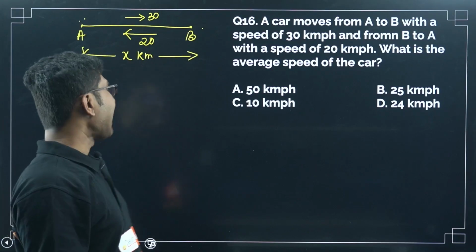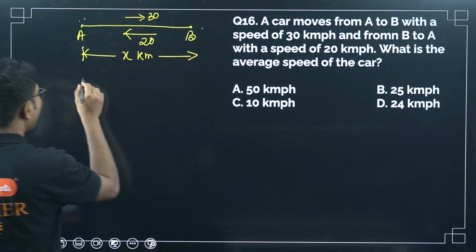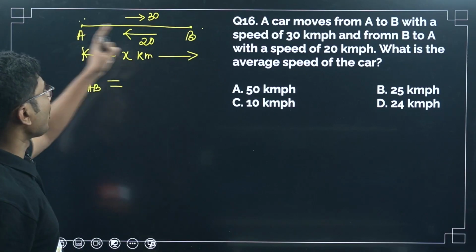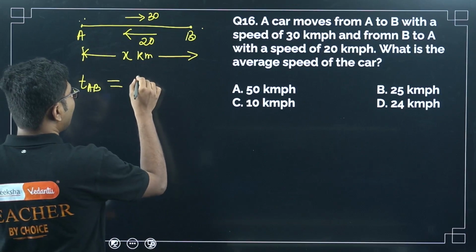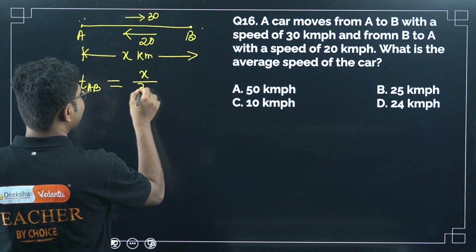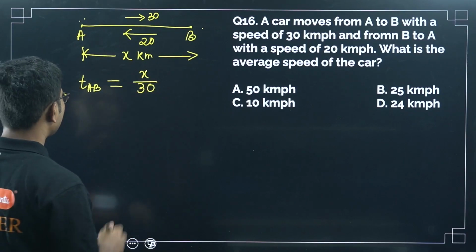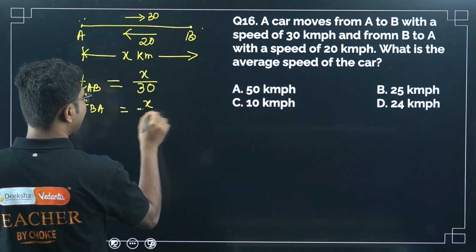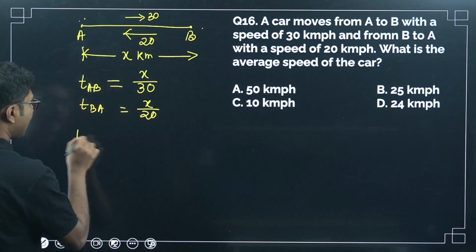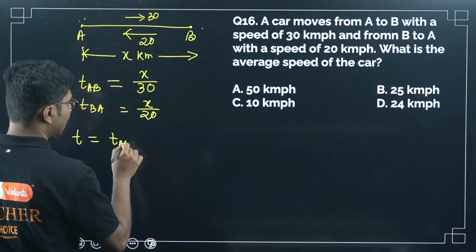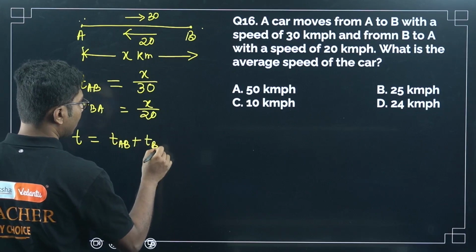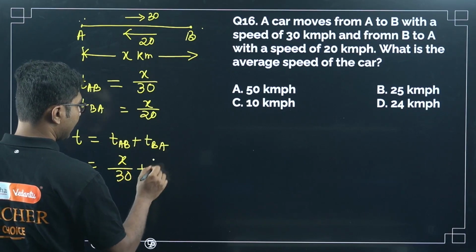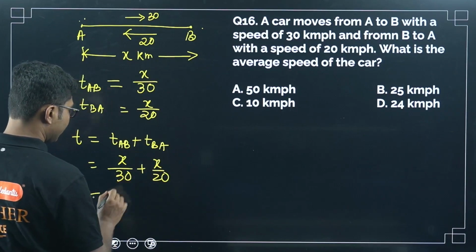Okay. So what is the time taken when it is going from A to B? Time taken to go from A to B is x divided by 30. Time taken to reach B to A is x by 20. Right? What is the total time? Total time is TAB plus TBA. So basically x by 30 plus x by 20 equals x by 12.